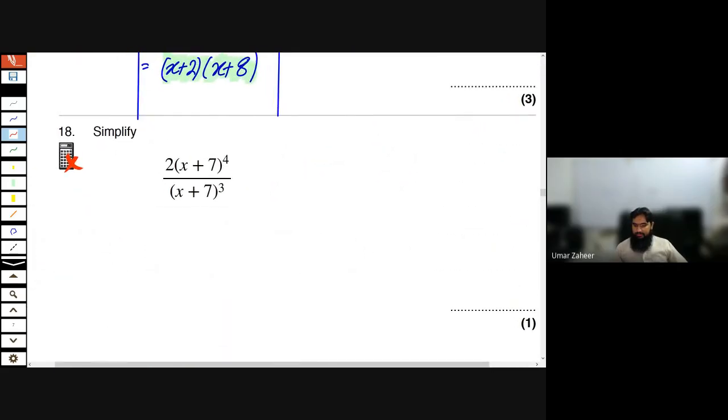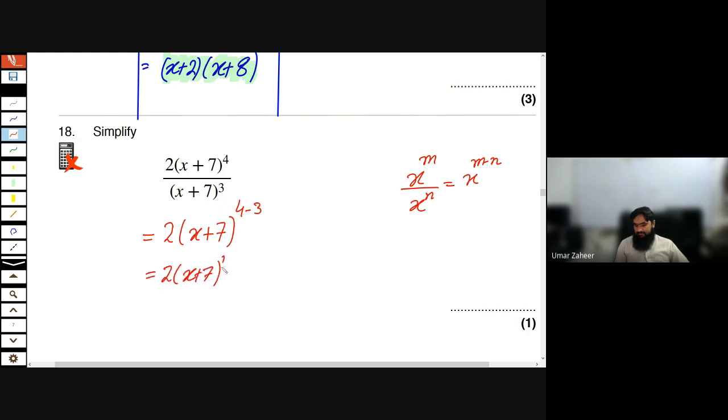All right, so we have to simplify it. If the bases are the same and they are dividing, we have to subtract the powers. So 4 minus 3. We have the rule: if you have the same bases, x raised to power m divided by x raised to power n, the bases are the same, so we subtract the powers. In multiplication, we add the powers. In division, we subtract the powers. So 4 minus 3, so it will be x plus 7 raised to power 1. Right?